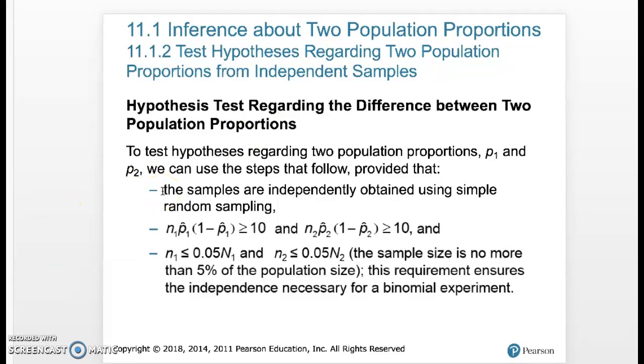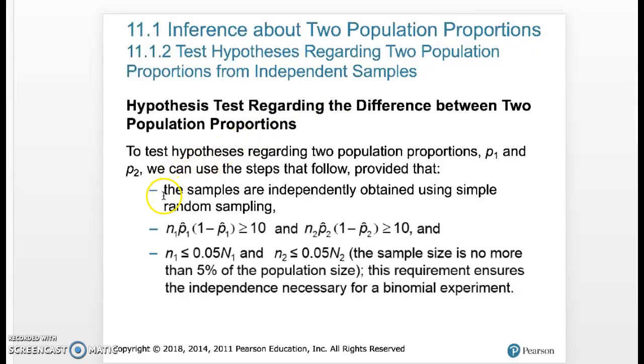So before we give our steps, think about our conditions. In Chapter 10, we had to work on that n times p times 1 minus p condition, and also the 5% condition comparing our sample size to our population. We're going to see those again, but we're going to have to verify them for each of our 2 populations. So think about our hypothesis test regarding the difference between 2 population proportions. You almost have double the conditions to check.